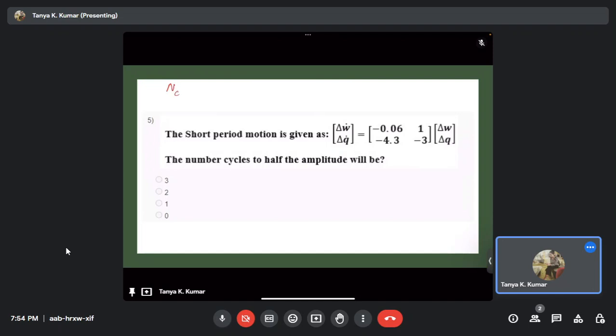So the number of cycles is 0.11 by the modulus of the frequency by the amplitude. In one of the previous questions we found the frequency and amplitude from the roots of the equation. So find the characteristic equation, find its roots. The roots are a plus or minus i omega. So find the roots of the characteristic equation, and then you can find the number of cycles to half the amplitude.